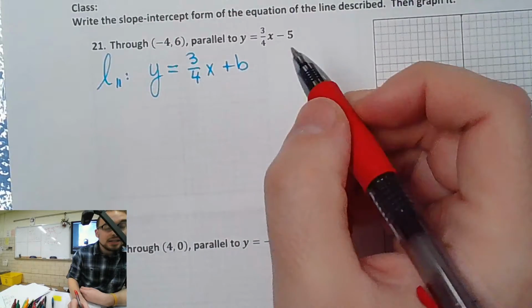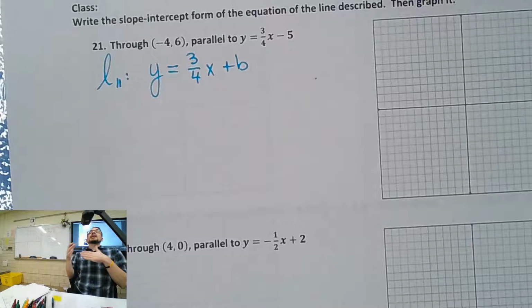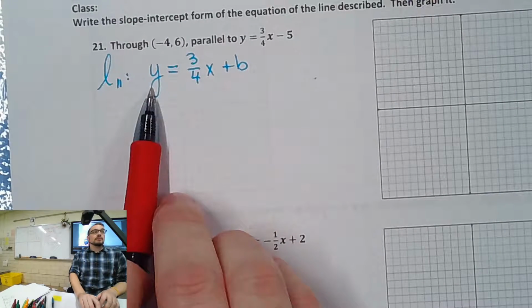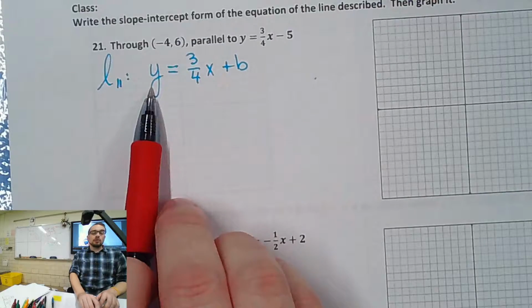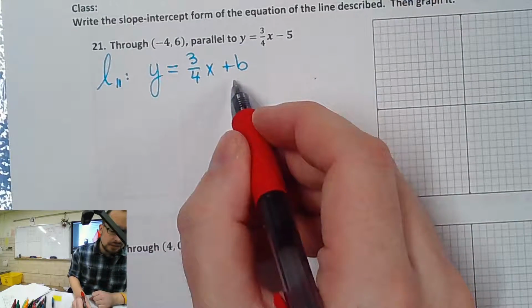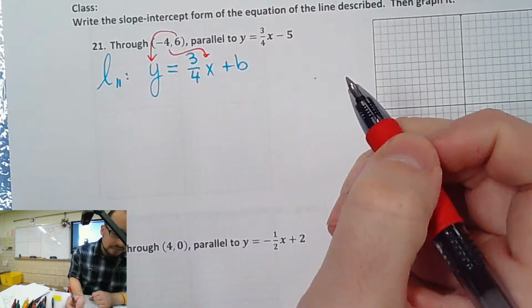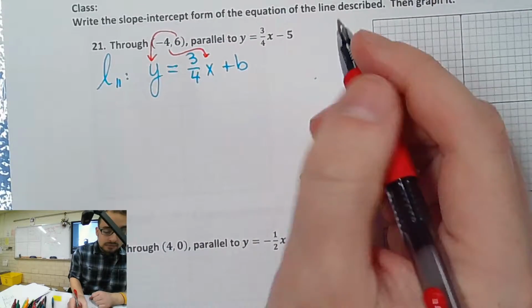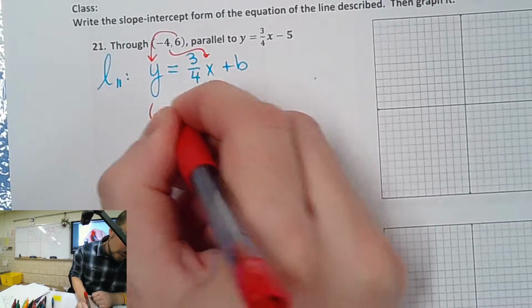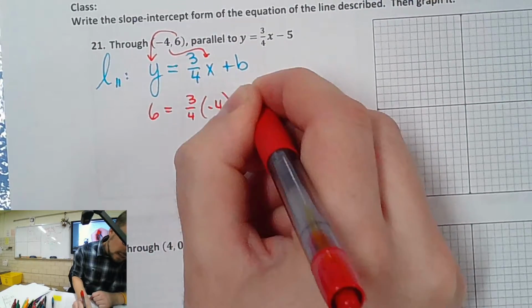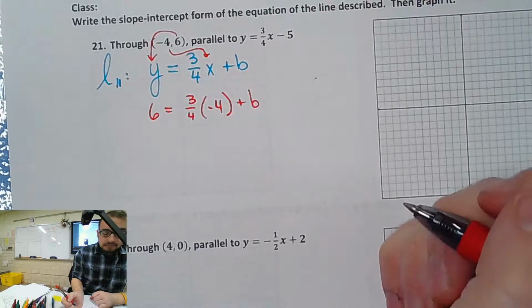Then we want the line to go through -4, 6. What does it mean for a line to go through a point? It means that that point is a solution to the equation. Meaning that when we plug in -4 for x, we should get 6 for y. Right? That's the equation we're looking for. So what does b have to be so that when we plug in -4 for x and 6 for y, that happens, right? Well, in order to figure that out, we can plug this in and find out what b has to be.